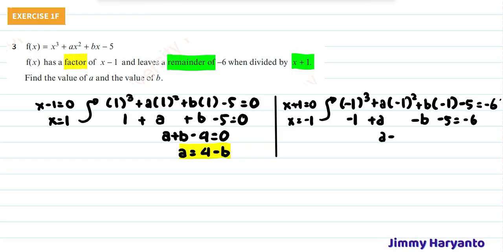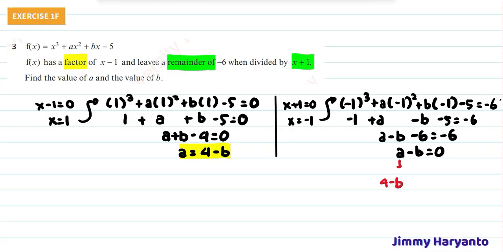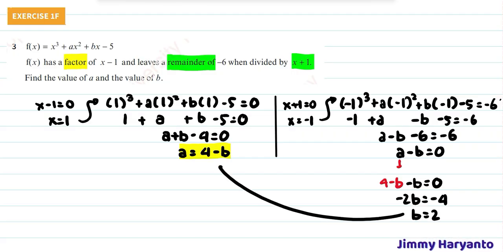and then a minus b minus 6 equals negative 6, a minus b equals 0, and then I can change this a into 4 minus b, it's taken from the previous answer, and then you have negative 2b equals negative 4, so b equals 2. And then input it right there, you have the value of a. So a equals 2, b equals 2.